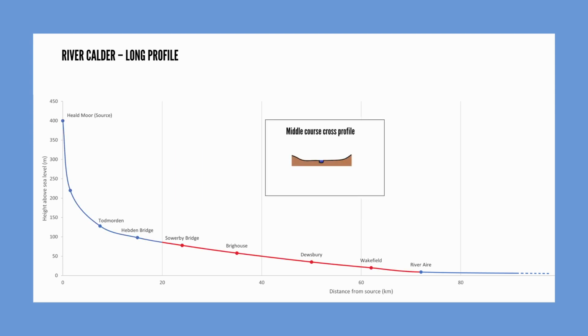In the middle course, the valley has widened. Vertical erosion is decreasing in importance. More lateral erosion and deposition is taking place, and the cross profile reflects this. The river channel is now wider and deeper.